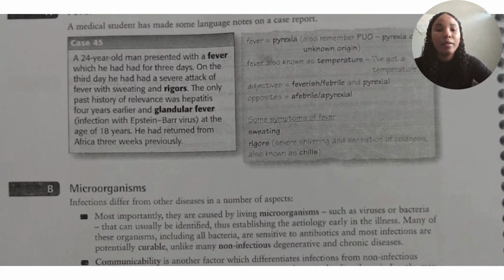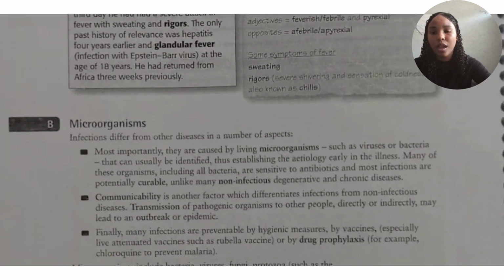Fever, pyrexia. Also, remember PUO, pyrexia of unknown origin. Fever, also known as temperature. I've got a temperature. Adjectives: feverish, febrile, and pyrexial. Opposites: afebrile, apyrexial. Some symptoms of fever: sweating and rigors.